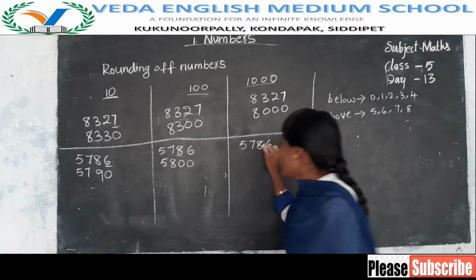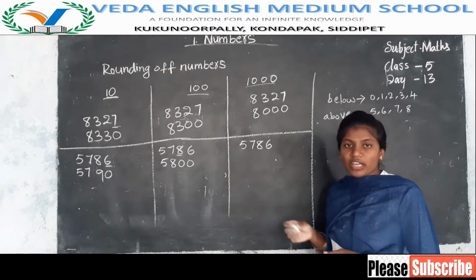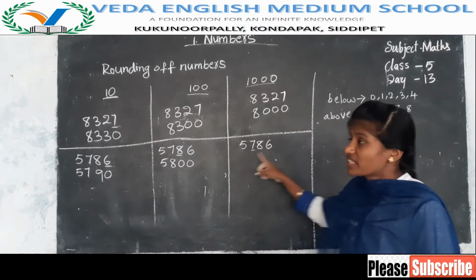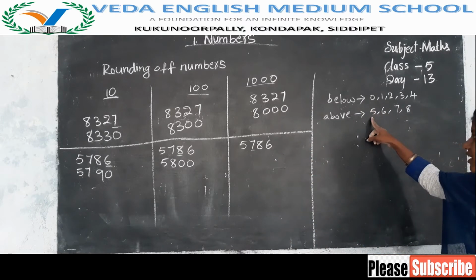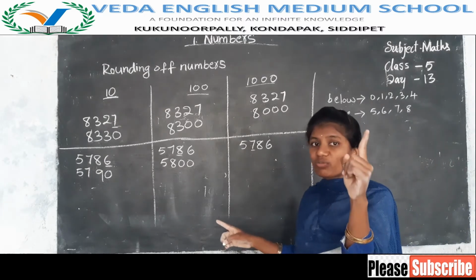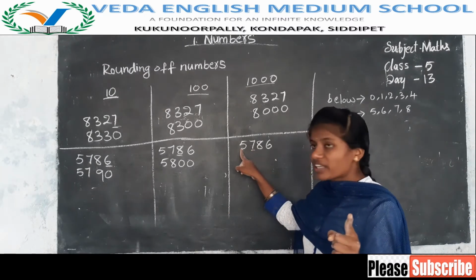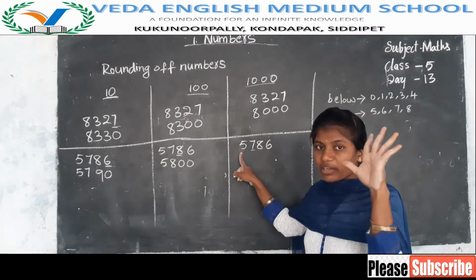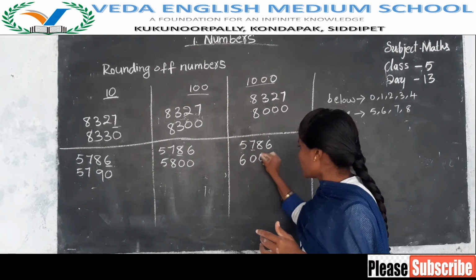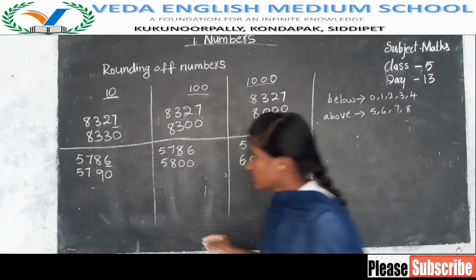Next, 5786. Now nearest thousands means which place value you have to check? Hundreds place. What do you have in the hundreds place? 7. 7 is above 5 number or below 5 number? Above number. Above number means you have to increase the next number one time. Now what is the next number here? 5. If you increase the 5 by one time, then what you will get? 6. Then 3 zeros you have to write as it is. That's it.